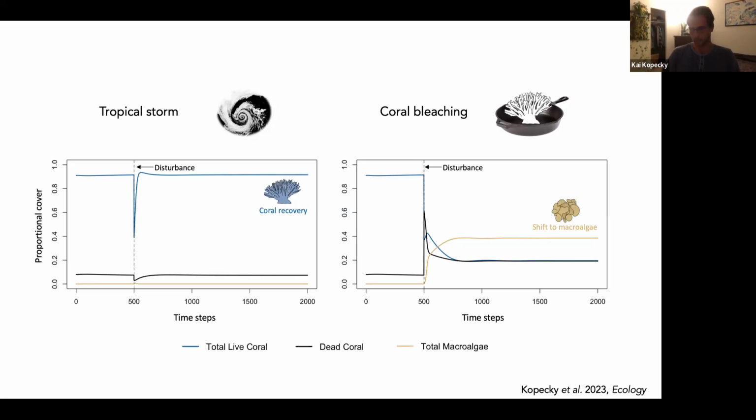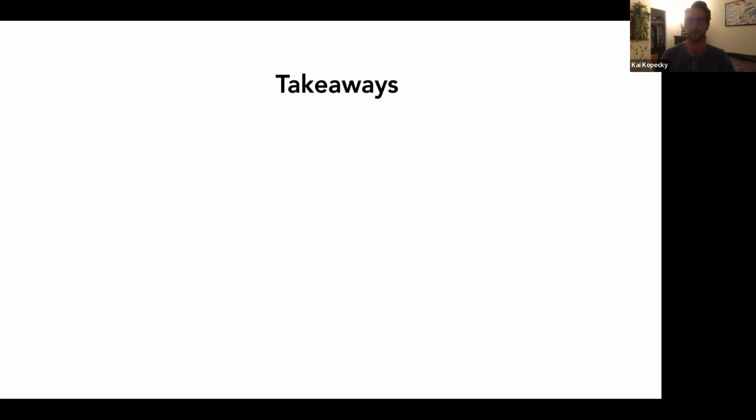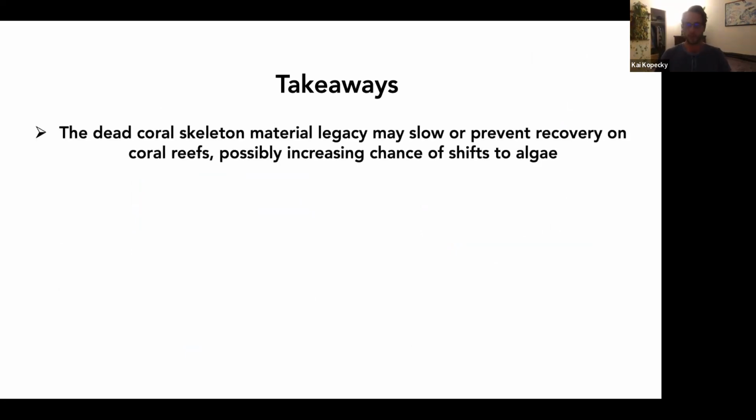Okay, sorry, shift to a macroalgae. A couple of takeaways from this. This dead coral skeleton, which is a type of material legacy, may slow or even prevent the recovery of corals on reefs. And this material legacy also increases the chance that the reef will shift to being dominated by algae, which is not a very favorable outcome.